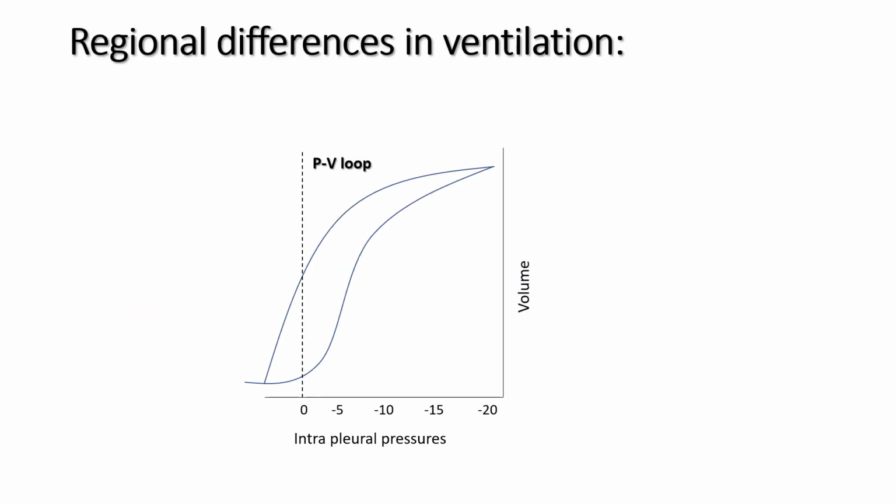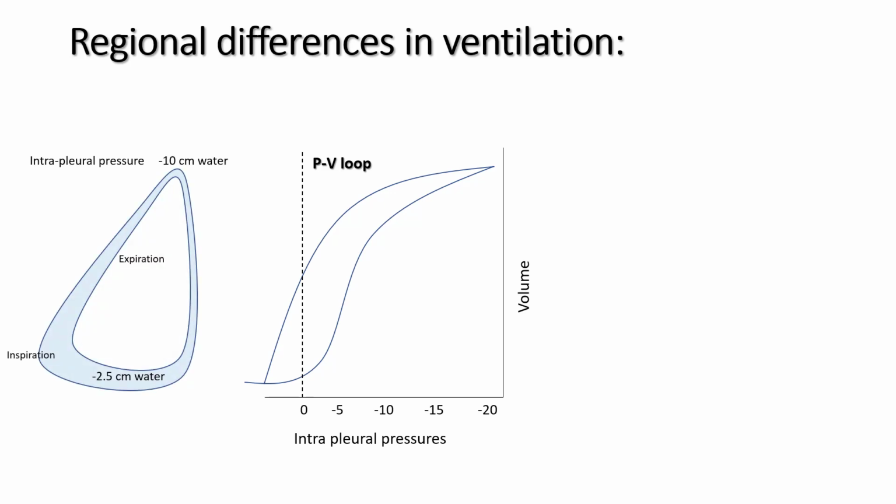Let's understand some regional differences in ventilation first. If you remember the pressure volume loop, these are your intrapleural pressures and these are the volumes. After end expiration, the intrapleural pressure is around minus 2.5 centimeters of water at the bases and around minus 10 centimeters of water at the apex. The differences arise because of gravity.